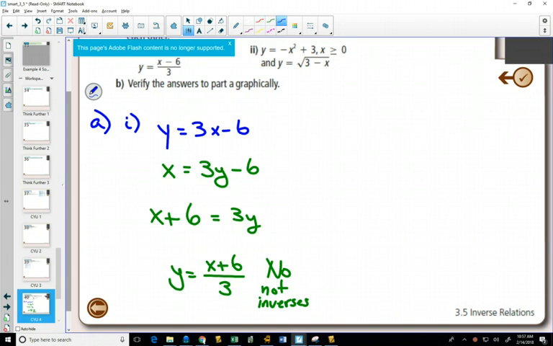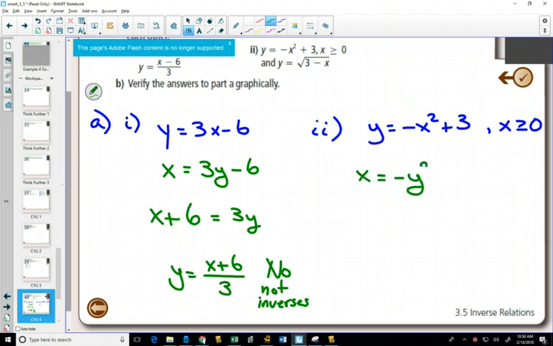For the second one, we're starting with negative x squared plus 3, and they restricted the domain to be bigger than or equal to 0. Start the same way. We switch the x and the y. So algebraically, if we want to find an inverse, we switch the x and the y. I'll move the 3 over to the other side.